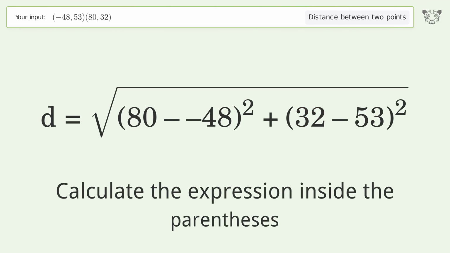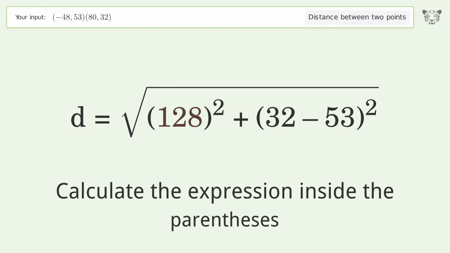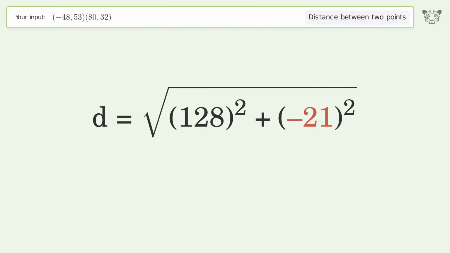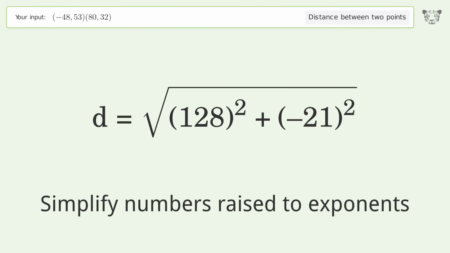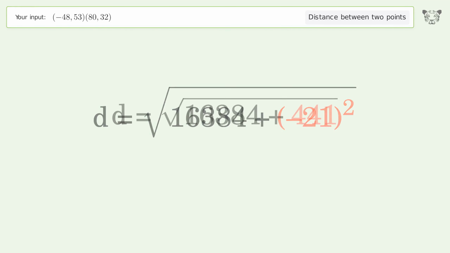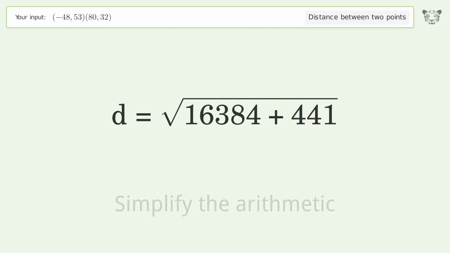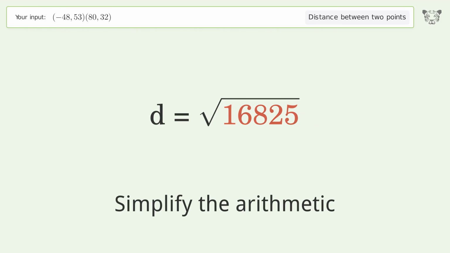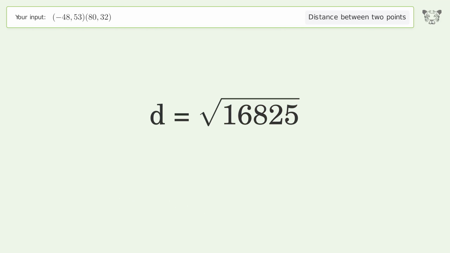Calculate the expression inside the parentheses. Simplify numbers raised to exponents. Simplify the arithmetic. And so the distance between the 2 points is the square root of 16,825 or 129.711.